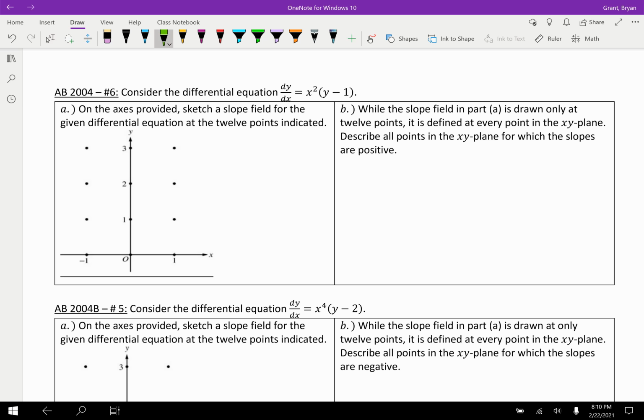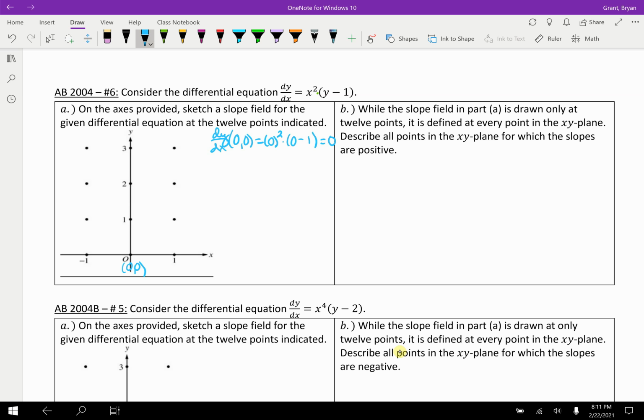All right, A. On the axes provided, sketch a slope field for the 12 points indicated. Okay. Well, if we look at this, it says the slope is found by taking the x-coordinate, squaring it, and then multiplying it by the y-coordinate minus 1. So this differential equation is dependent on both the x and the y coordinates. Okay, so let's take a look at maybe this easy one, 0, 0 down here. And I tried to leave you a little space. It won't be a ton, but a little bit. We're going to find dy/dx at 0, 0. Take the x-coordinate, square it. Take the y-coordinate and subtract 1. Mental math, 0 times -1 is 0.